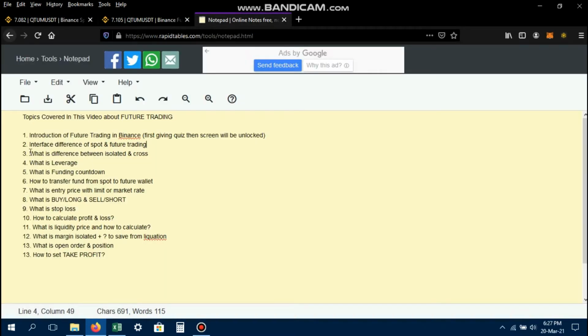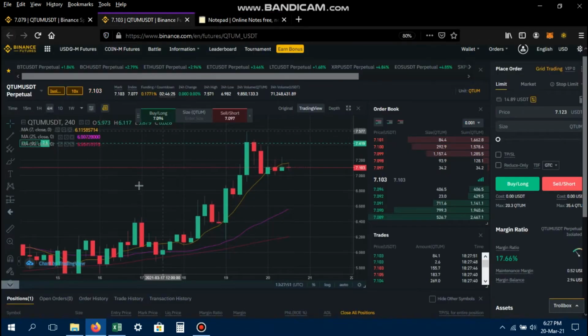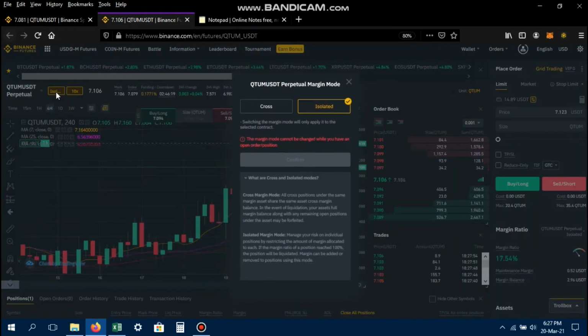Now the third is the difference between isolated and cross. As you can see, this is the future screen, and over here it's written isolated. When I click it, it will show me a screen like this, where you choose how you want to do the trading, because this is a basic thing. You must select one of these before starting the trade. Now there are two options, cross or isolated.